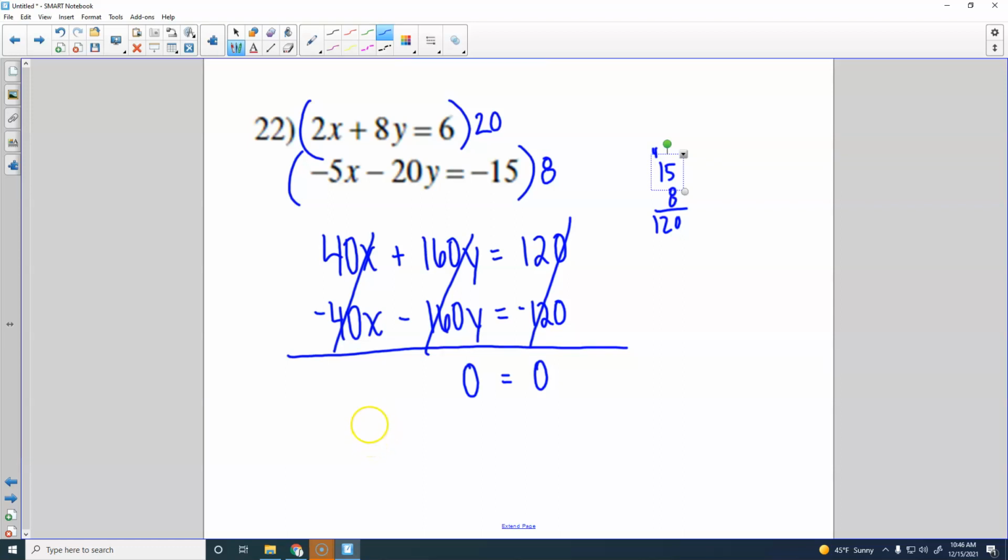It is, we're going to call it infinitely many solutions. So if you do this and both your x and your y's cancel out, then it's either going to be infinitely many solutions or it's going to be no solution if you get something like 0 equals 7. Okay, questions?